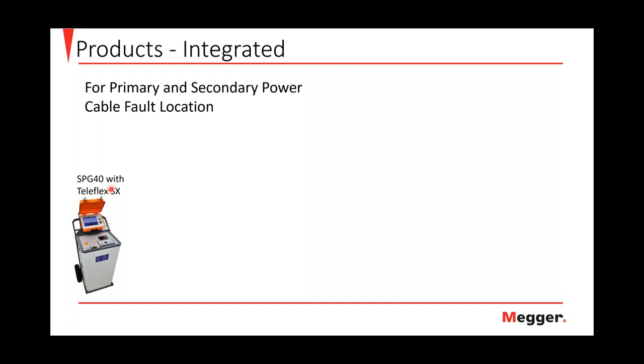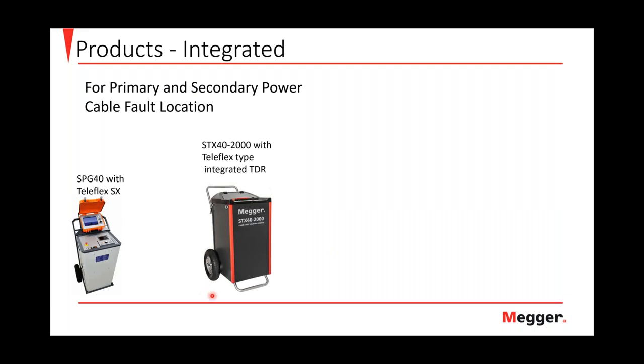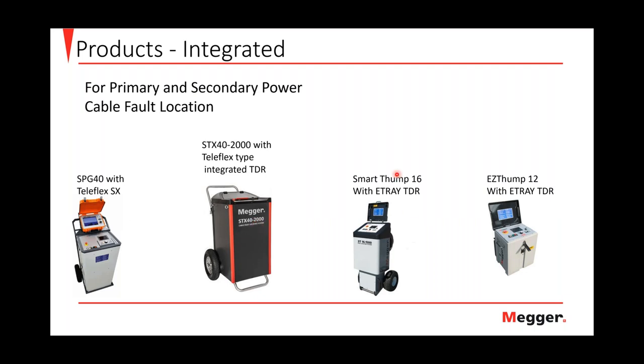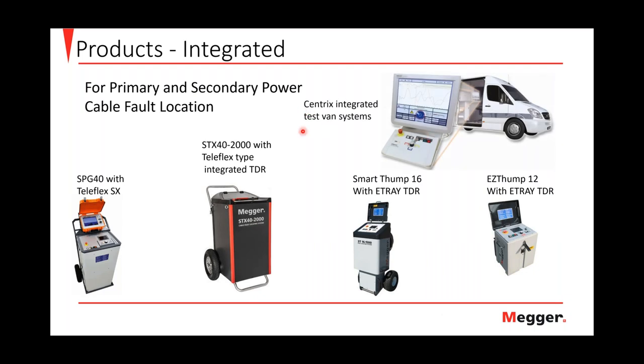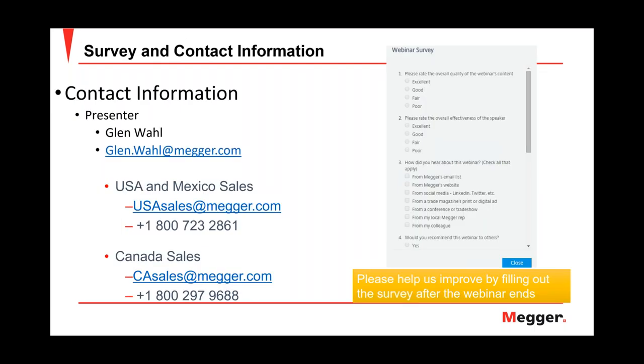So here we see that Teleflex SX being used with a surge pulse generator. These are both standalone units that can be used separately or tied together. Our newest one is the STX40, which also uses a Teleflex type integrated TDR. And we have the Smart Thump and the Easy Thump series. We also do have Centrix integrated test van systems, which we can mount with several different styles of units, but these are all for primary and secondary cable fault locating. So with that, that is the end of my presentation, and we should be getting ready for questions.